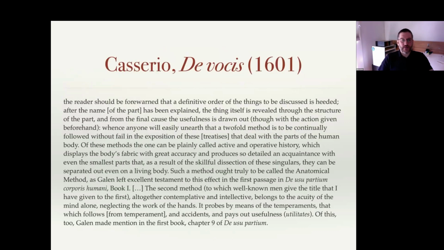So in Casserio, who was Fabricius's student at one time, and then his sort of rival in Padua, he was a surgeon, physician, and labeled himself a natural philosopher as well, anatomist. So in his first work on voice and hearing, he says he follows a twofold method in this work.